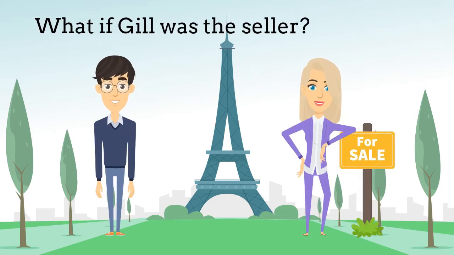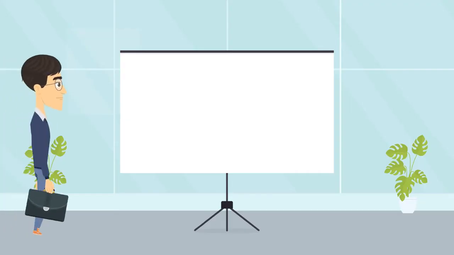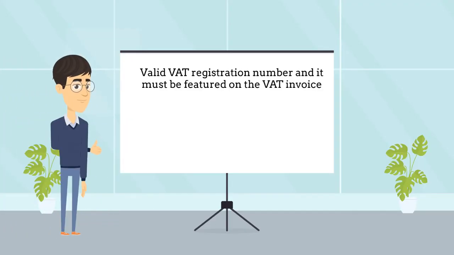But what if Gill was the seller? So what if Gill's company was selling to Edward's company in France? Now there are certain conditions that have to be met in order for the goods sold from Gill to be zero rated. So firstly, Edward's company must have a valid VAT registration number, which includes the 2-letter country prefix, and this must also be quoted on the VAT invoice.